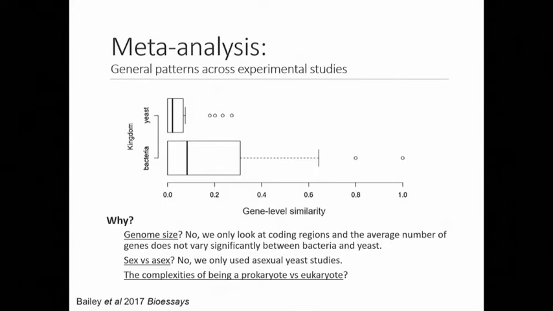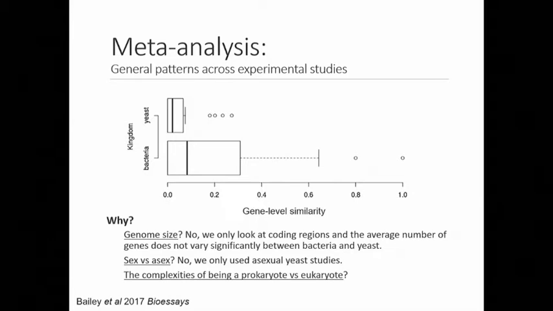Some ideas that we thought about originally. Could it be that there's differences in genome size? So if you have a really large genome or many, many genes, the chances just because of numbers for repeatability are lower. But we were only looking at the coding regions of these genomes. So we're only looking at the genes, not in between those genes. And so, in fact, the average number of genes between these two, the bacteria and the yeast in these groups, was actually overlapped. So there's no reason to think that's what's driving this.